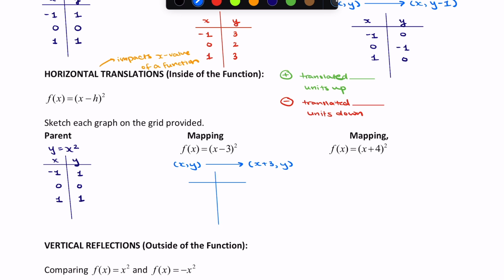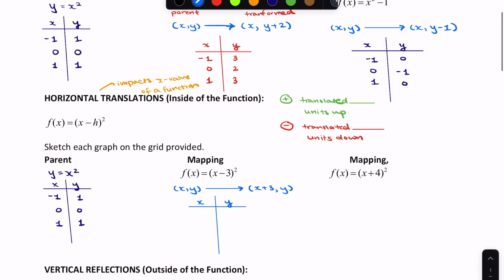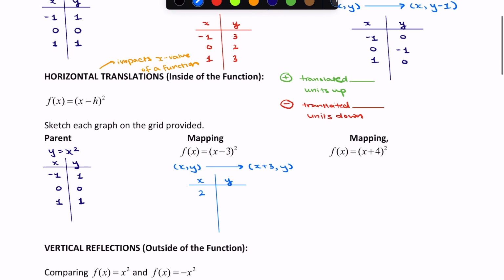And so here we have our table of values. All of our x values are added by 3. So -1 becomes 2, and then 3, and then 4, and our y values here will stay the same. So it will be 1, 0, and 1.